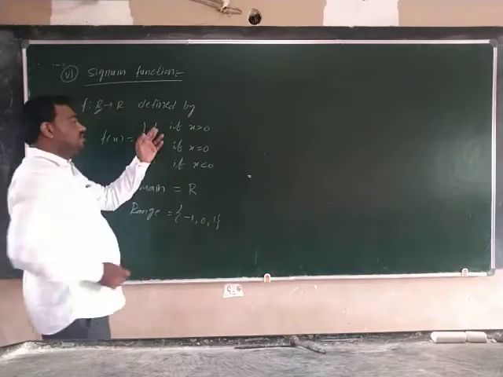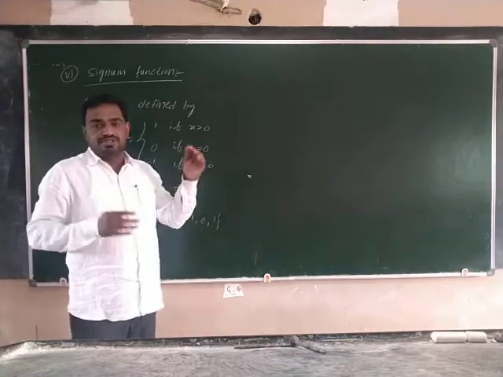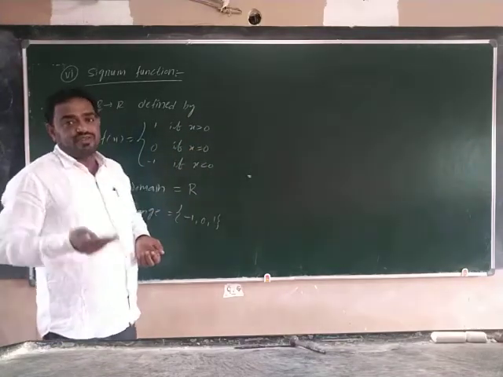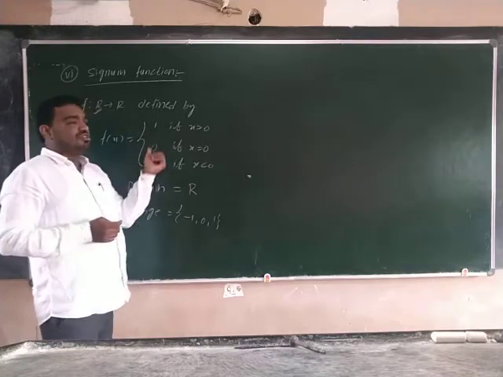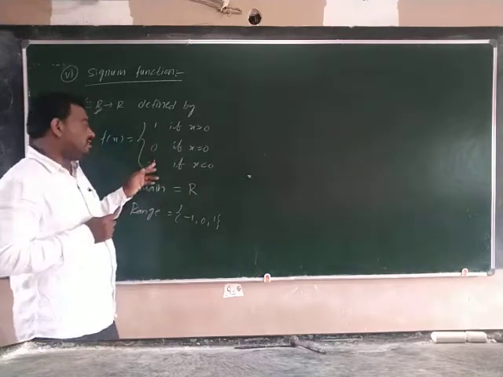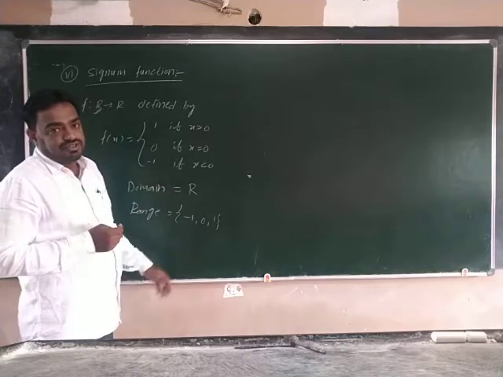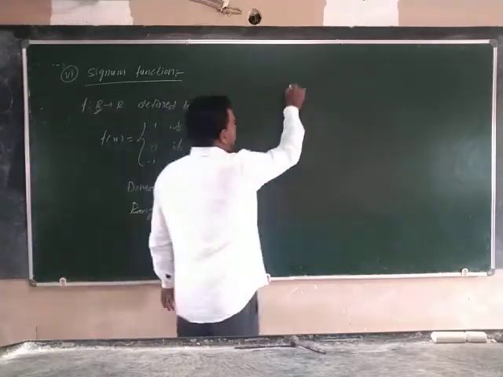What are you getting? If x is any positive number except 0, you get 1. If x is equal to 0, you get 0. If x is less than 0, for negatives, you get -1. So how many outcomes are there? Only 3. What are they? -1, 0, 1. So this is the range. Next, the graph. You see how we draw the graph.